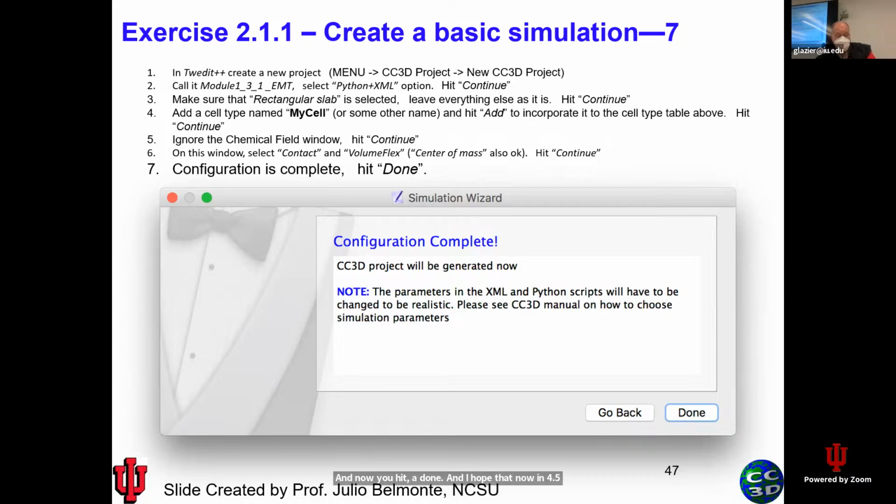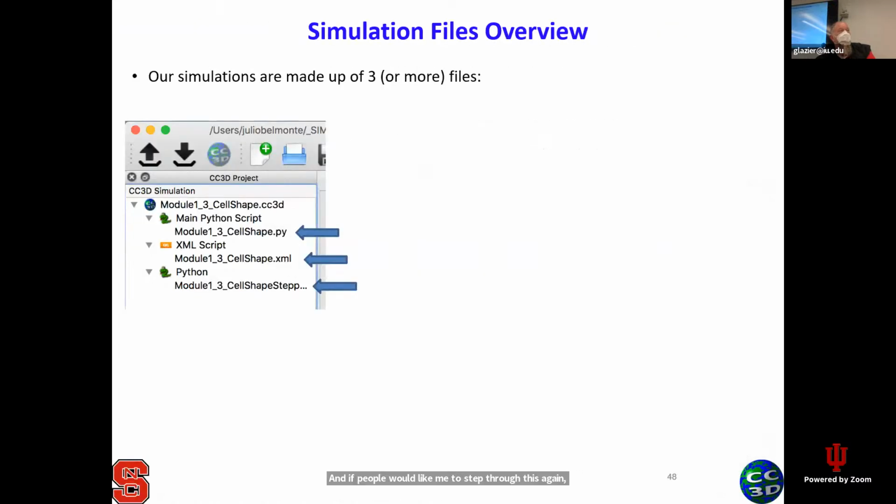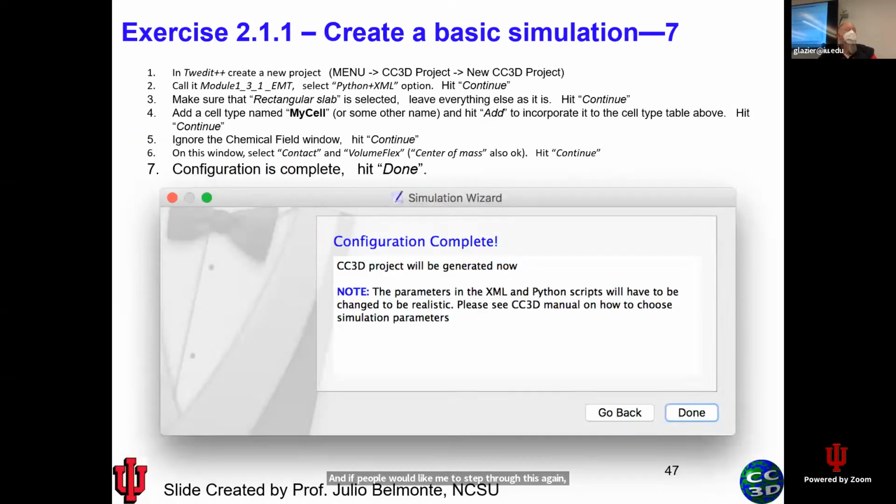So please give me a thumbs up if this worked. And if people would like me to step through this again, I can. Or you can follow all the steps here up on the screen. So if you didn't get it all done while I walked you through it, why don't you look at steps 1 through 7 and see if you can get through it on your own.